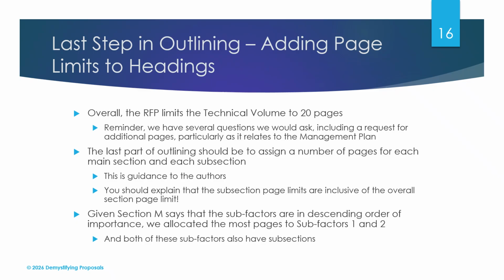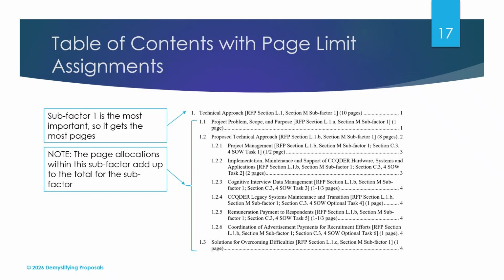And then given the section M says the subfactors are in descending order of importance, subfactors 1 and 2 are the most important. So we allocated the most pages in our outline to those 2 subfactors. Subfactor 1 is the one we're talking about in this particular video. So that's why we dedicated a lot of our content pages to that subfactor. So here, as we outline the technical approach, we have the L and M references. We have 10 pages for the overall technical approach.